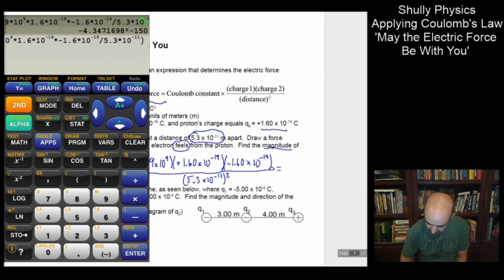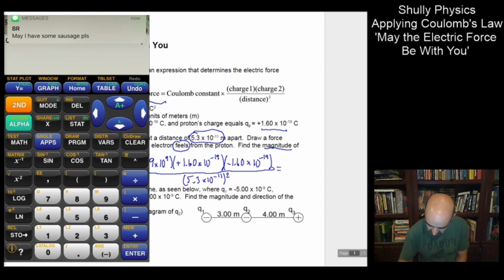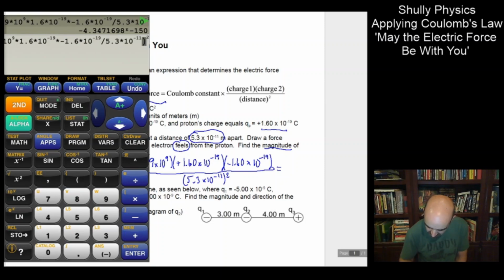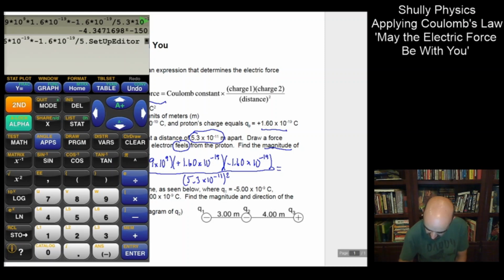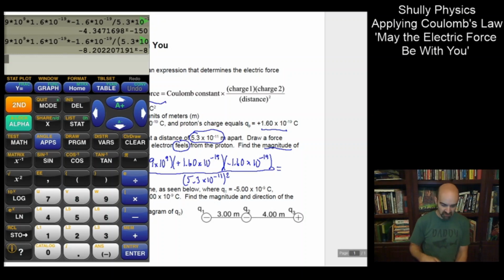I need to close the parenthesis and square it. And I also have to put a parenthesis in the front of this. These are called fat fingers. I pushed something I didn't mean to. So that was a 5-point hit. Second insert. A lot of crazy things can happen here. All right. Insert a parenthesis. There we go. So we have divided by quantity 5.3 times 10 to the negative 11 squared. And that is the value we're looking for.